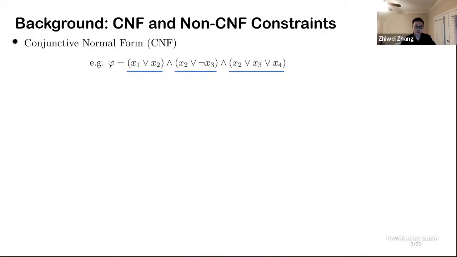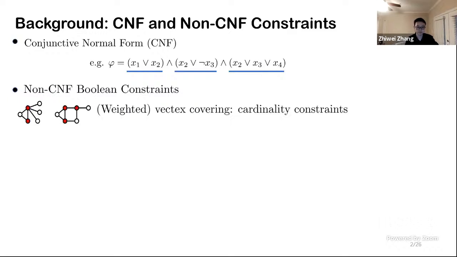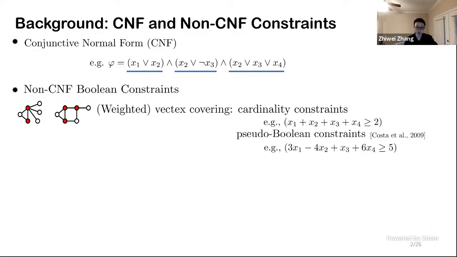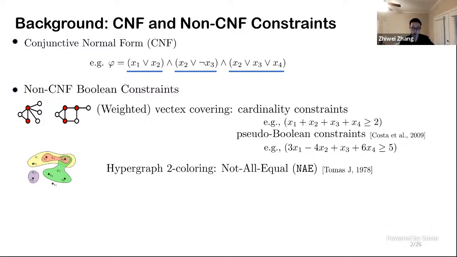So when we are talking about SAT solving, what are we really referring to? I guess in most cases, we mean CNF solving. Of course, CNF is the most prevalent and successful format in the SAT community, but there are also other very important and useful non-CNF Boolean constraints, which are much less studied in this community. In graph theory, there are a lot of examples. For instance, for vertex cover, it's more convenient to represent this problem by either cardinality constraints or pseudo-Boolean constraints. Another example is hypergraph 2-coloring, where the not-all-equal constraint is the most natural representation.